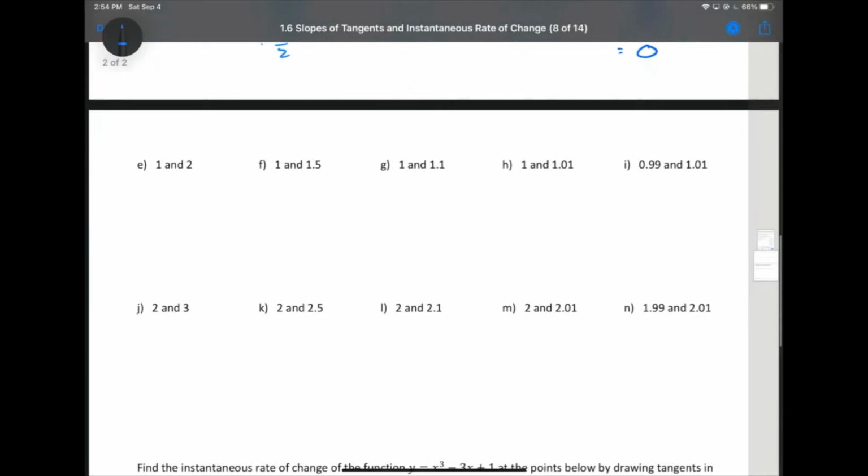Now, if you want to pause and try this one, we can do the same things for 1 and 2 and 2 and 3. Again, we're starting at points 1 and 2 and pulling that second value closer and closer to 1 so that we're at 1 and a little bit above 1. Or in the last case over here, two numbers very, very close to 1.